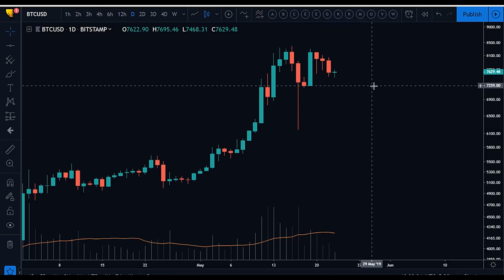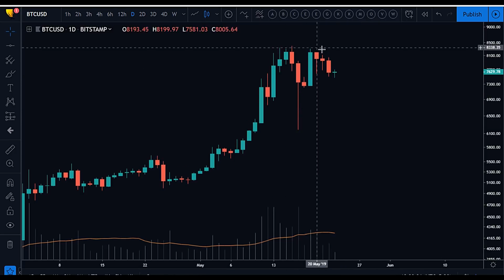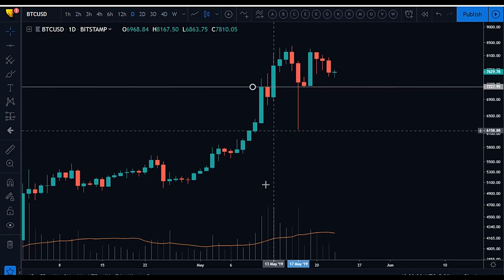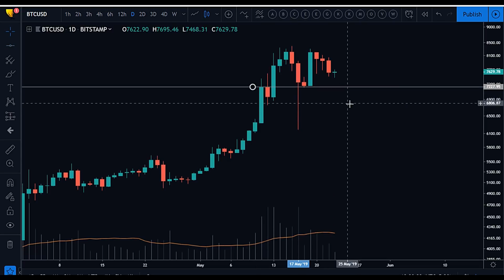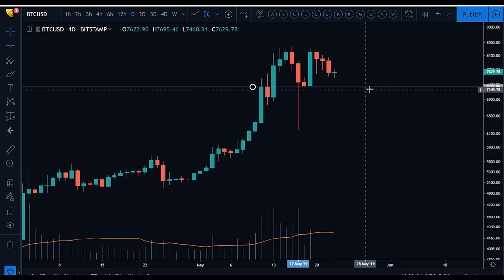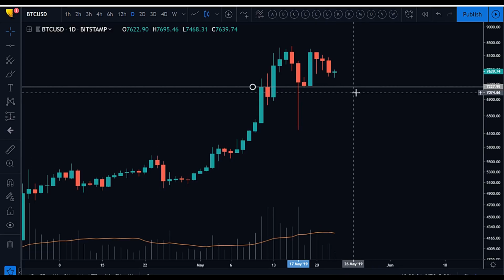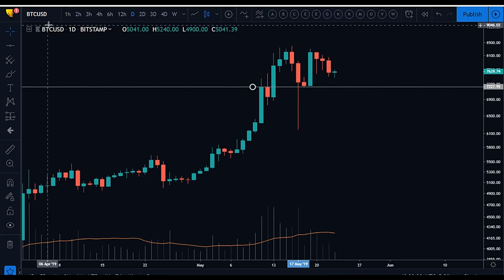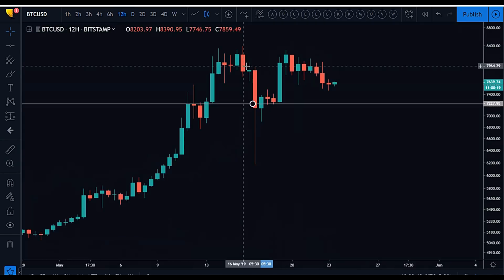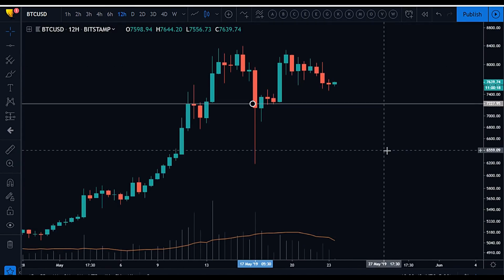You got to wait for confirmation, and the confirmation on this double top pattern is if we make it all the way down to the neckline over here, right over there, and then break it to the downside with volume. So we'll wait for that. But now that's the question, will that really happen? Okay, let's go on over to our 12 hour and look at what's happening.